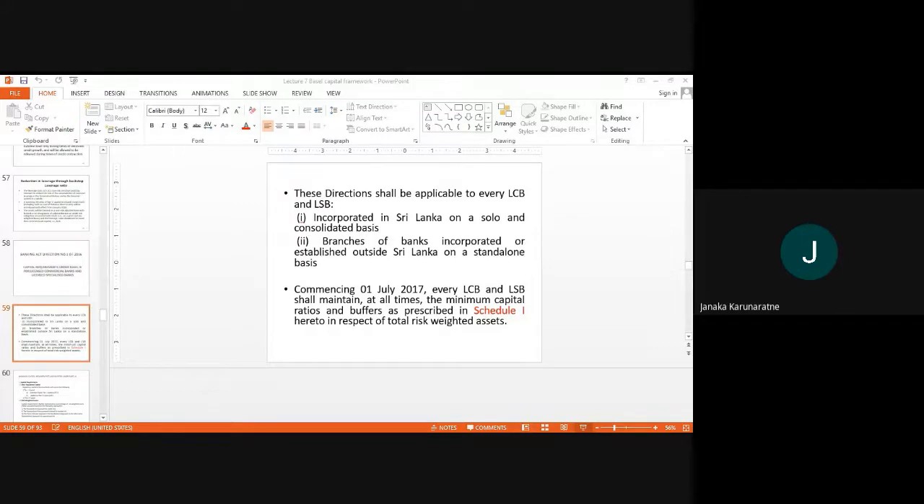Like when you prepare financial statements, in certain institutions, not only banks, if they are part of a group, they prepare consolidated statements as well. So here also, for the individual bank and on a consolidated basis. And for overseas banks operating here as branches, that is on a solo basis. So commencing 1st July 2017, every LCB and LSB shall maintain at all times the relevant ratios and buffers prescribed in Schedule 1. This is the original direction.